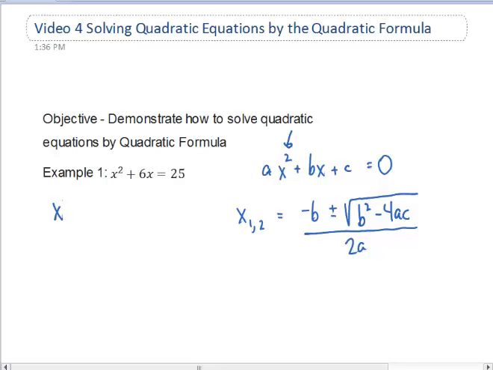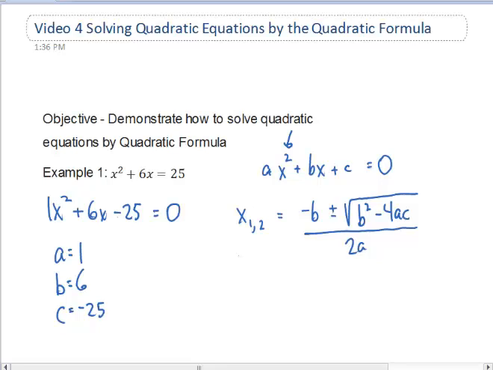So what you can do is you just rewrite this problem as x squared plus 6x minus 25 equals 0. Make sure you do minus 25, because otherwise you'll get different roots. And now you know your a value is 1 because the coefficient is 1 for that term. And b is going to be 6 and c is going to be negative 25.